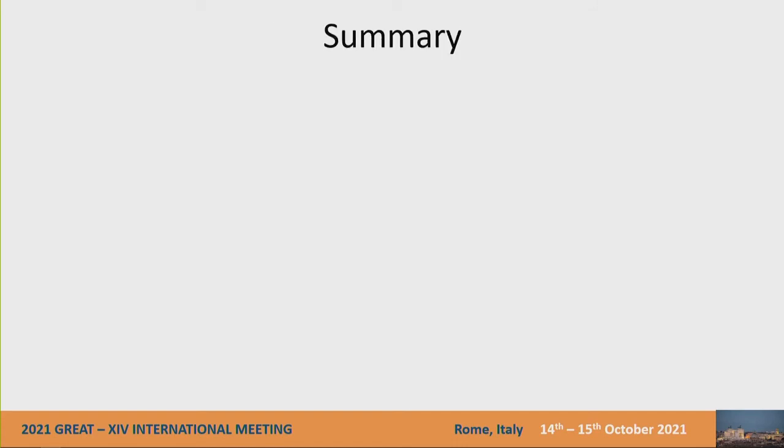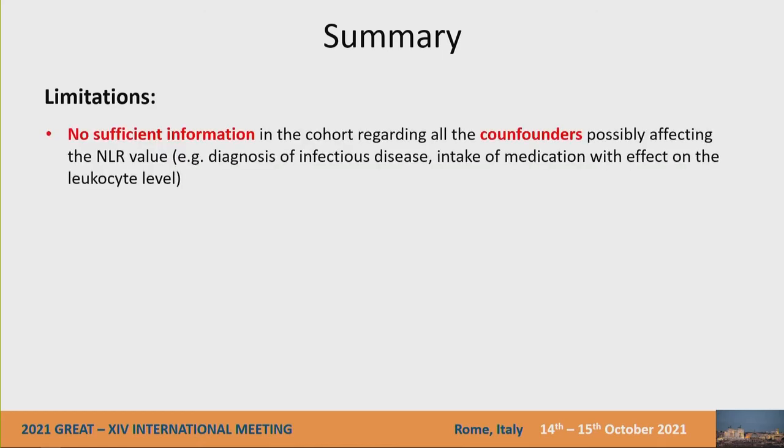So when we summarize it, we have some limitations. In our cohort, unfortunately, there were some pieces of information missing which would be interesting as possible confounders with the neutrophil lymphocyte ratio value. For example, the diagnosis of infectious disease or the intake of some medications which might have an effect on the leukocyte level. And we also excluded patients with terminal kidney failure.